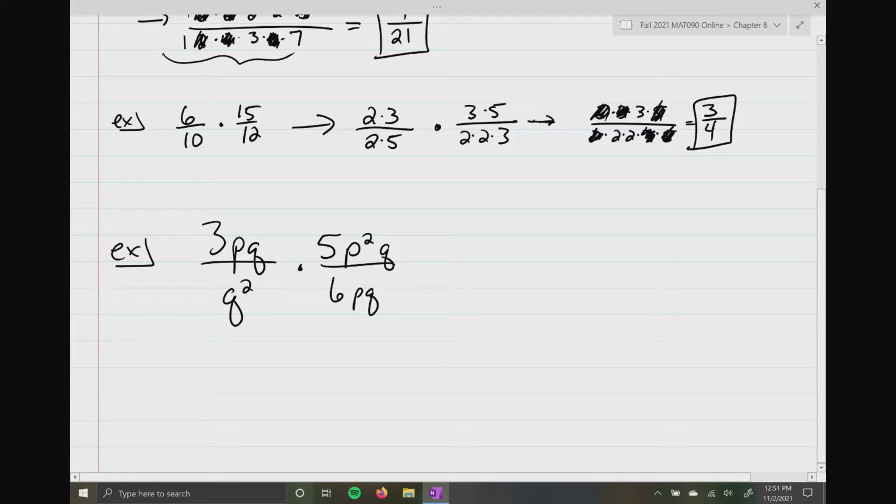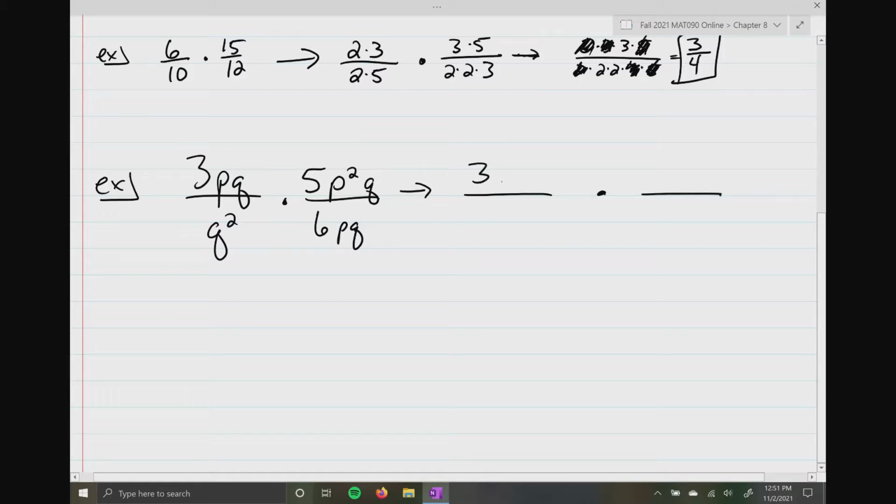So the first thing, I look at all the numbers. So I just write the multiplication of two fractions. Now I look at the numbers. 3 is prime. Now the p and the q, they do not have exponents, so I'm not worried about it. The q squared in my denominator, I'm going to write as q times q.